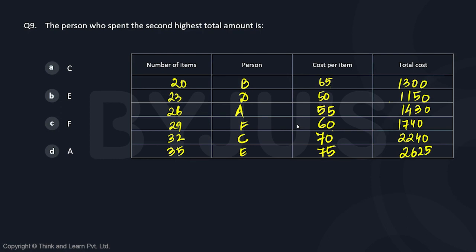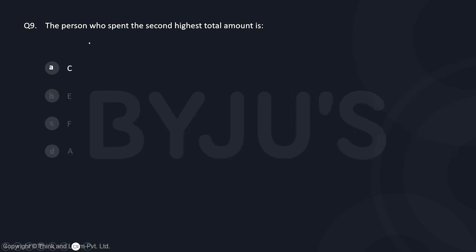Question number 9. The person who spent the second highest total amount is. So the highest total amount is 2625. The second highest is 2240. That was by C. So the answer is going to be option A.